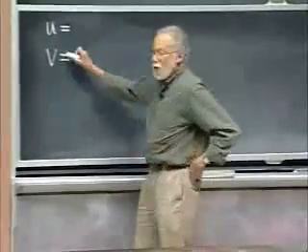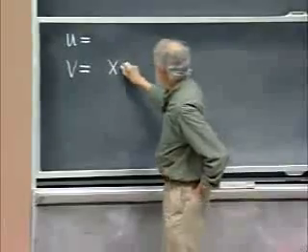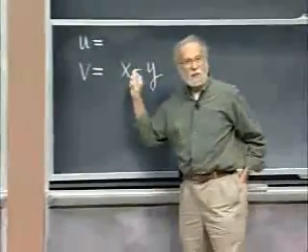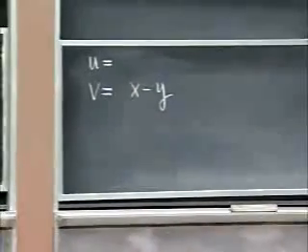So I'm going to call that the second variable, the difference in heights. So that's x minus y. That's a very natural variable for the problem. The question is, what should the other one be?